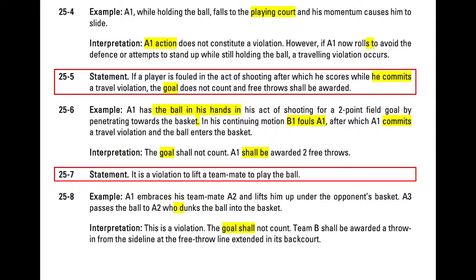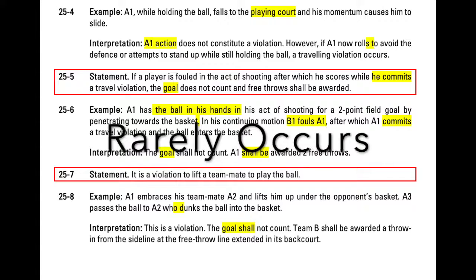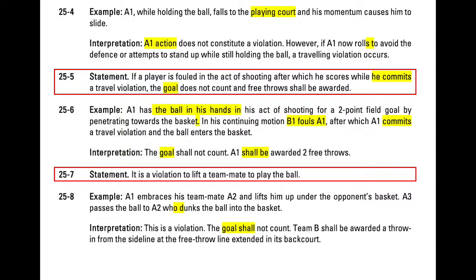So if we look at 25.5, it talks about a player that's in the act of shooting and commits a travel violation after a foul is being called. So a player gathers towards the hoop, foul occurs, then they travel, they make the basket. You do not count the basket, they go to the line to shoot too. So we still shoot our shots, but because they violated, the basket does not count.